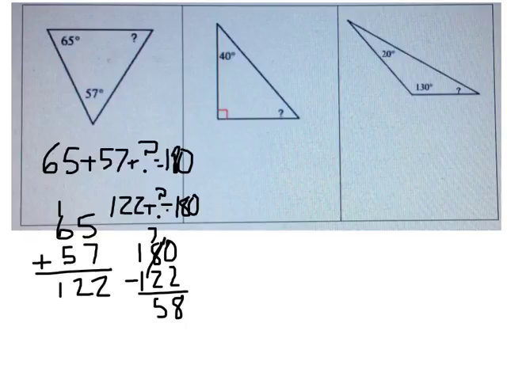180 minus 122 is 58. So the missing angle is 58 degrees. Let's try two more together.